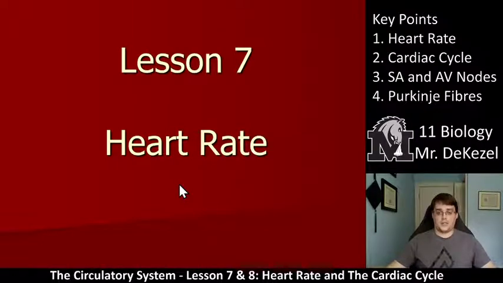The second part, or lecture 8, is titled The Cardiac Cycle. It will take up most of the time in this lesson. It is about how the heart beats. There's an electrical signal that is needed. It's about where that originates and how that travels through the heart and how that makes sense in how the heart beats. So let's get into it.